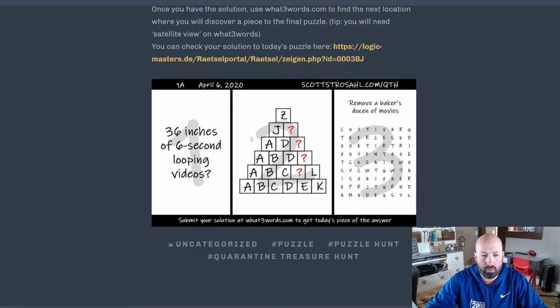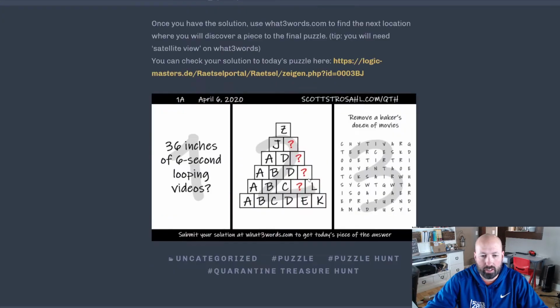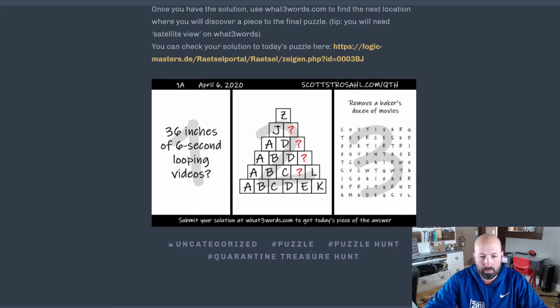And I've got an example of some puzzles here that I've done. This is my quarantine treasure hunt that I had posted on my website back in April. This middle one is a good example of this. There are no instructions at all. All you're given is this image here and this middle puzzle.